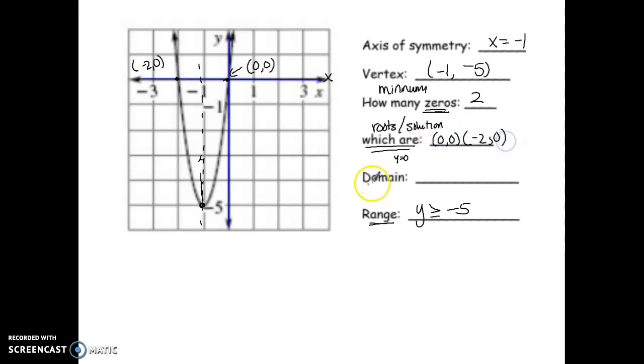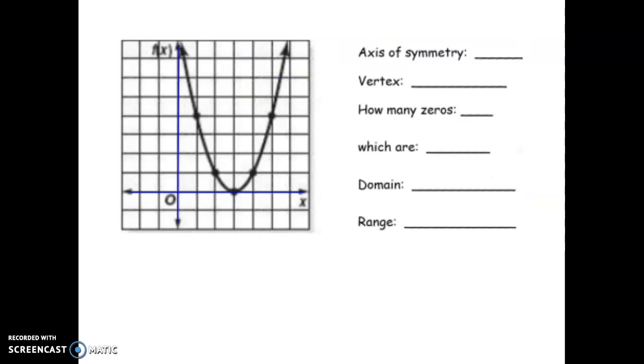The last thing that you have to be able to identify is the domain. Because these arrows indicate that this graph is going to go on and on, you would say x is a real number. You could say x is in the set of real numbers, and that notation just looks like this. So we should be able to look at any parabola and see that.